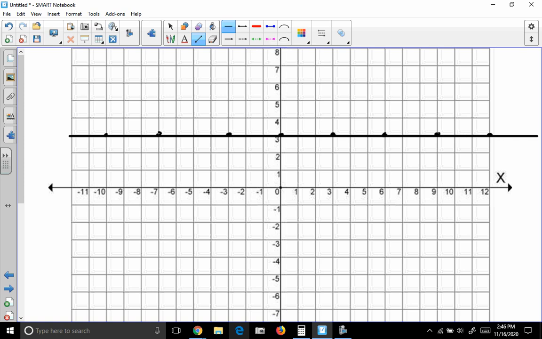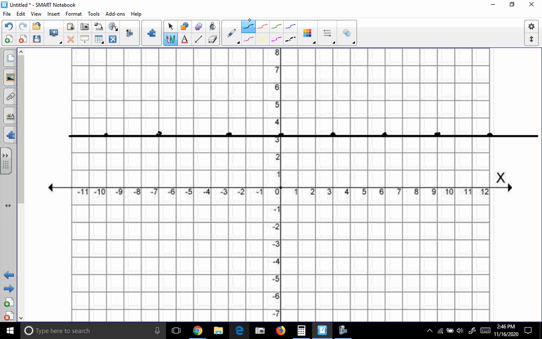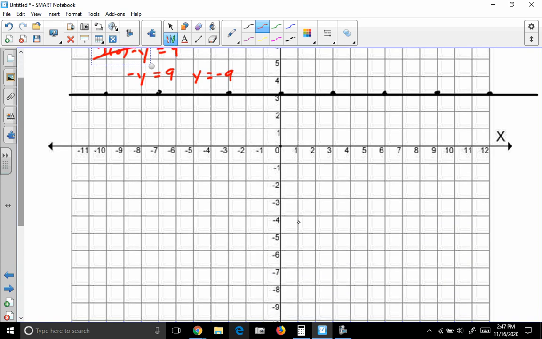Y equals 3. Now let's graph 3x minus y equals 9. So let's use the slope and the y-intercept. So if we let x be 0, we get minus y equals 9, or y equals negative 9. So x is 0, we're here. That's the y-intercept.